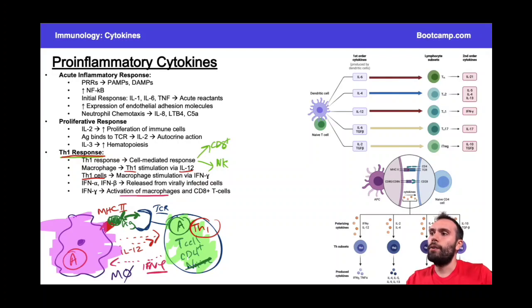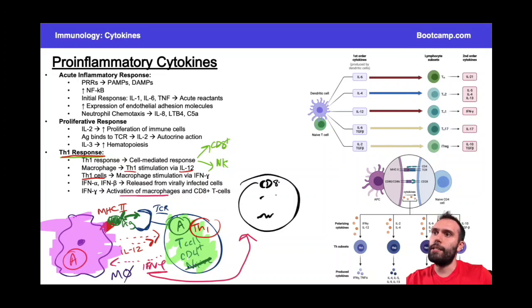And it can also send some of this interferon gamma to the CD8 positive T cells. I always think of them as the scary cytotoxic T cells. So these are the really scary, mean cytotoxic T cells, the CD8 positive T cells. It's going to send some interferon gamma to them too, and that's also going to activate these CD8 positive T cells as well. And so that's essentially what's happening.